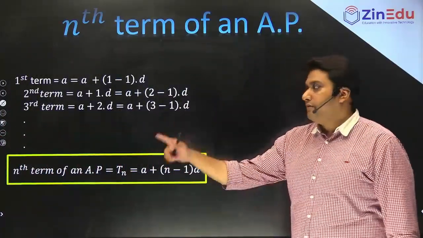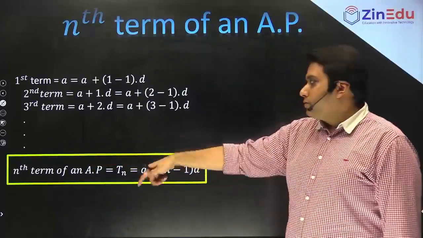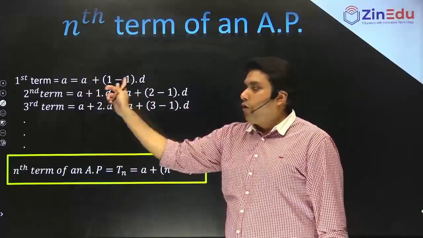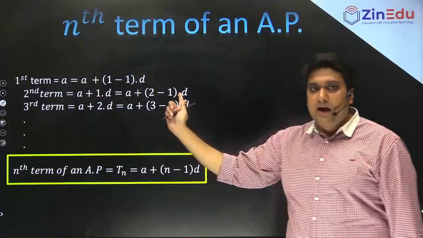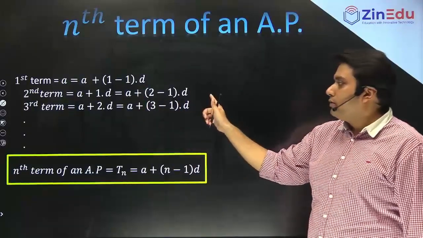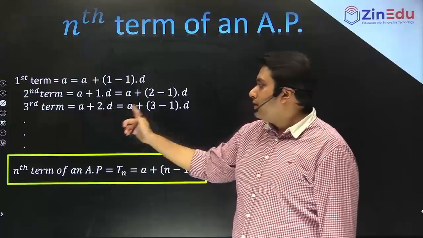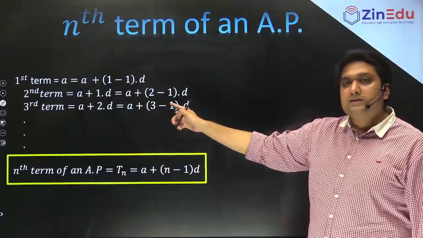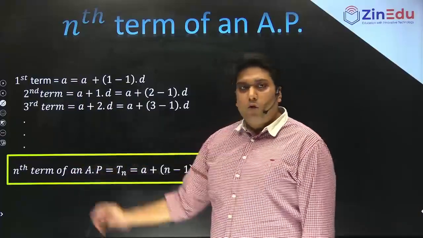So in the figure we had earlier seen that A plus D was happening, right, in the Smiley's case. So now we have A plus 0D. In the second term we had A plus 1D, so that means I can write it as A plus 2 minus 1 into D. Likewise, for the third term I got A plus 2D, so that means we can write it as A plus 3 minus 1 into D. So that means they are following a pattern.